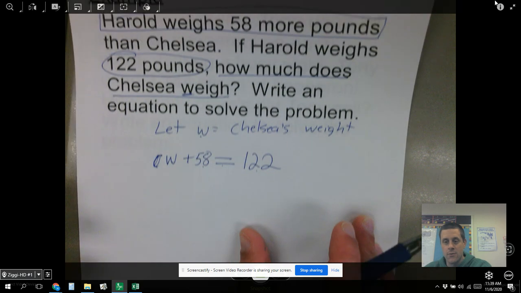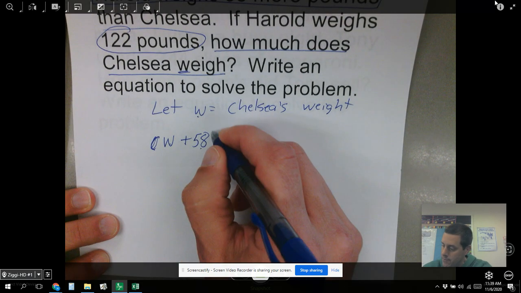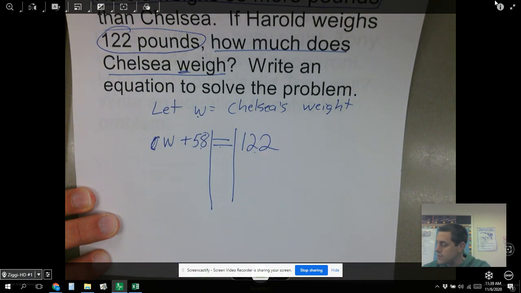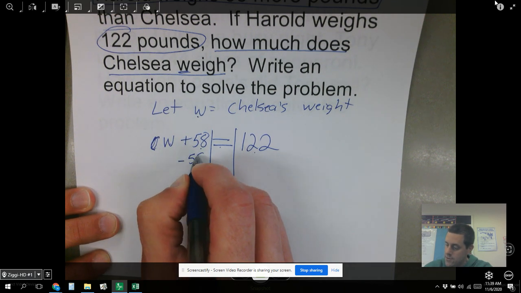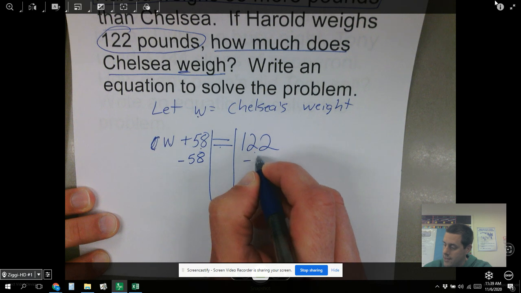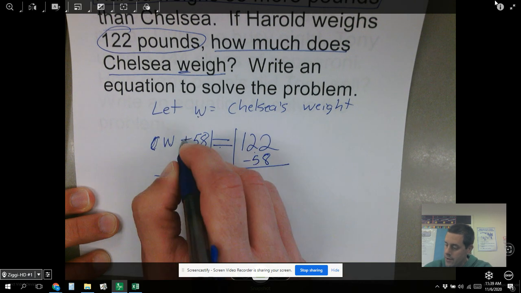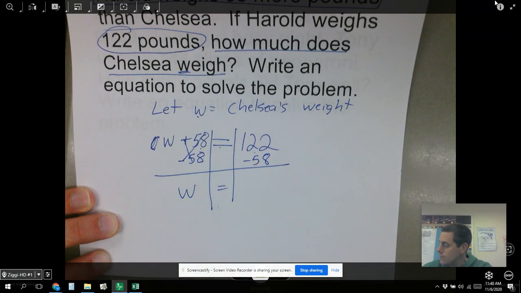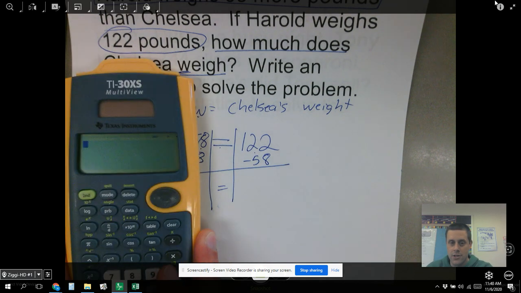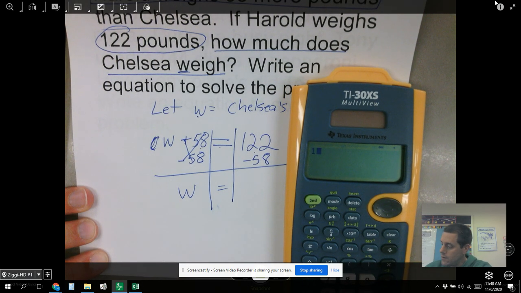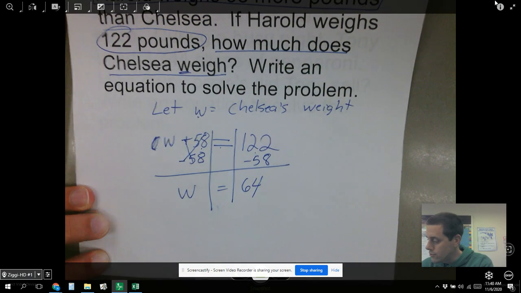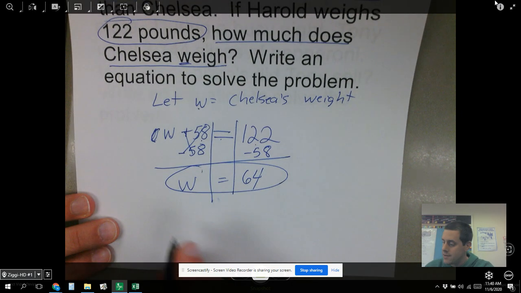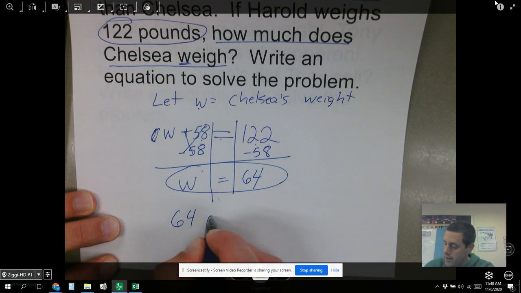If we want to find Chelsea's weight, all we have to do is solve for the variable. We're going to split our equation into two sides. W is being added by 58. The inverse is to subtract 58. Whatever you do to one side, do the same thing to the other. We are left with W equal to, and now I'm going to perform the calculation, 122 minus 58 gives us a solution of 64. So W equals 64, which means Chelsea weighs 64 pounds.